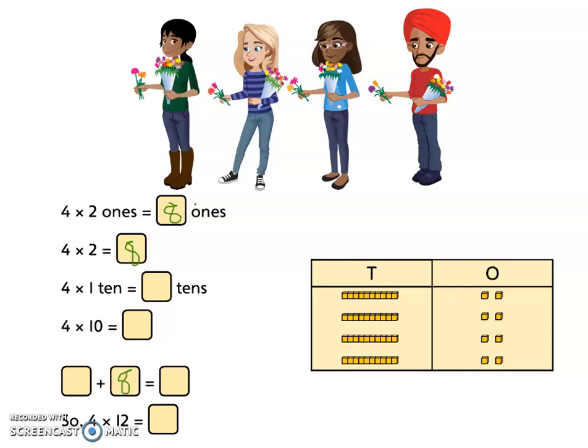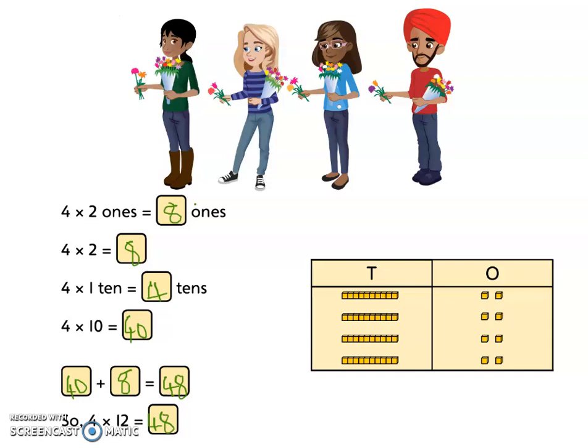4 times 1 10, or 4 times 1, is going to give me 4. So 4 times 1 10 is going to give me 4 10s. 1 10, 2 10s, 3 10s, 4 10s. 4 times 10 is going to give me an answer of 40. And I can nice and simply write my 40 in there to give me 40 plus 8 to give me an answer of 48. So 4 times 12 is 48.